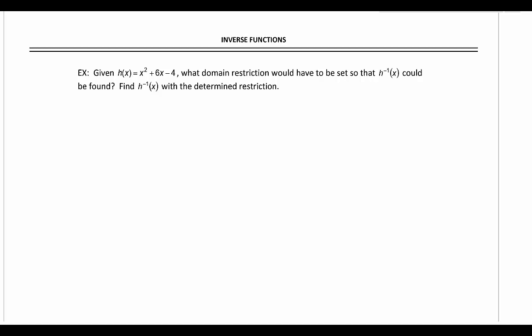In our last example here, we're going to step it up a little bit. Given h of x equals x squared plus 6x minus 4, we want to determine what domain restriction would have to be set so that h inverse could be found. Because we know right now this is not a one-to-one function because the graph is a parabola and it fails the horizontal line test. So once we determine what that domain restriction would be, then we want to find the inverse function with that determined restriction.